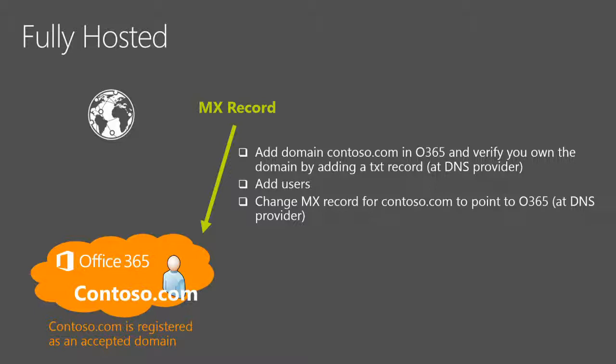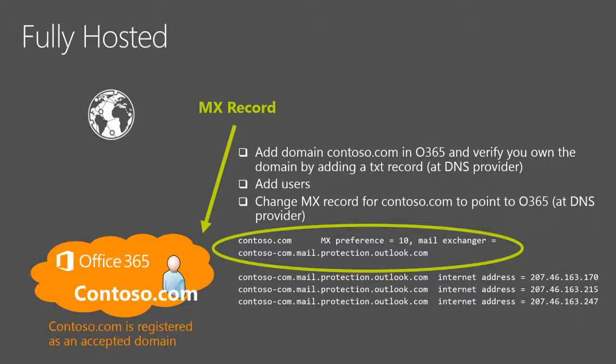So Contoso.com is registered as an accepted domain. They then go ahead and add users. And finally, they make the MX record for Contoso.com pointing to Office 365. Now, this step is also required at your DNS provider. So if you have a DNS provider like GoDaddy or whoever, you would go and make these changes there.